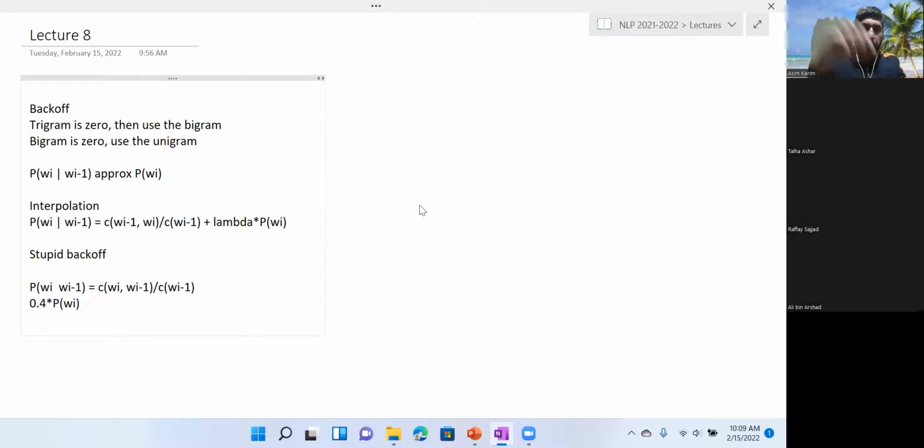Of course, in the standard backoff, there was no 0.4. You just used the probability of wi. Here, based on empirical analysis, we found that usually you have to reduce the estimate of the lower n-gram to get a better estimate of the higher order n-gram. So the reduction factor here is 0.4, and this is generally fixed a priori and used consistently thereafter.